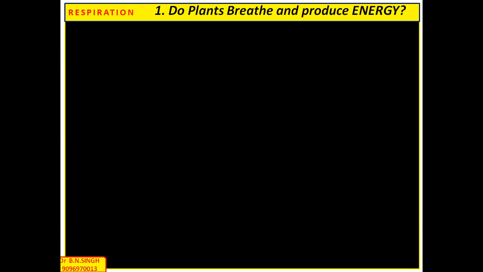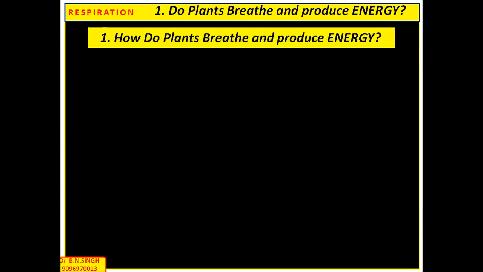But this production of energy is very much lesser as compared to the light reaction. Production of energy in light reaction is tremendous, while the production of energy or ATP by respiration is lesser in case of autotrophs. Now, how do plants breathe and produce energy?